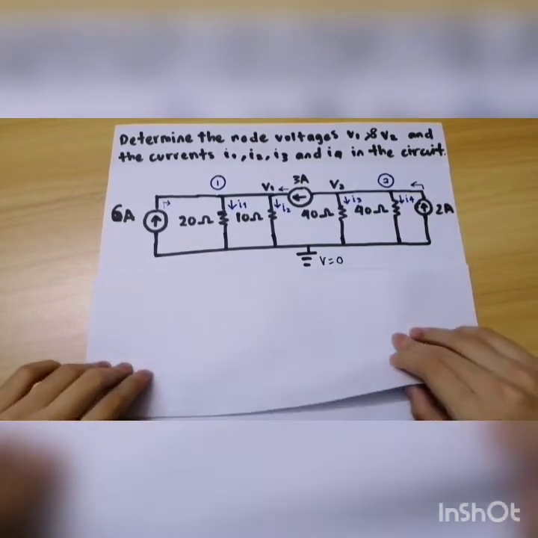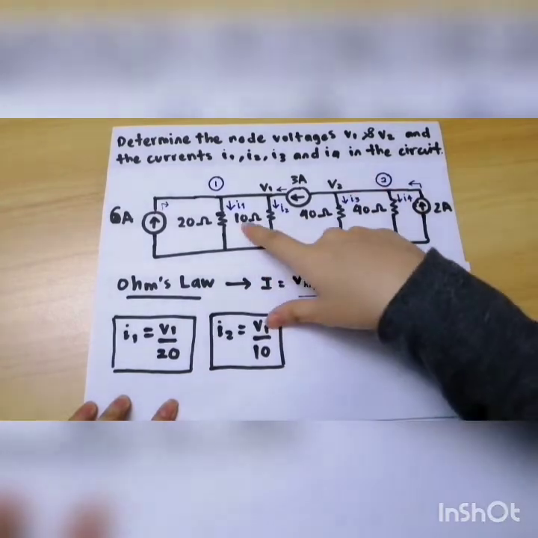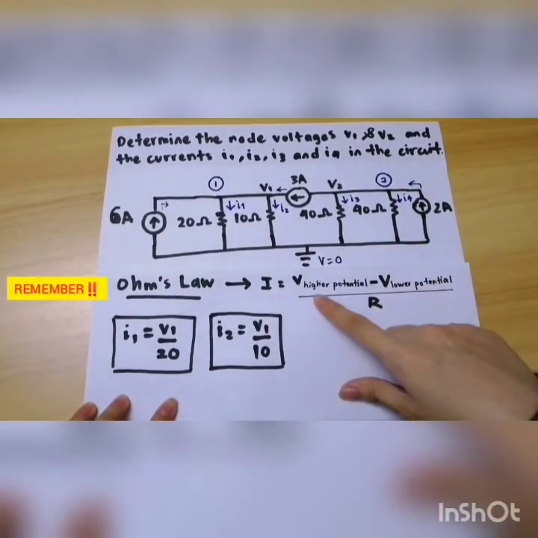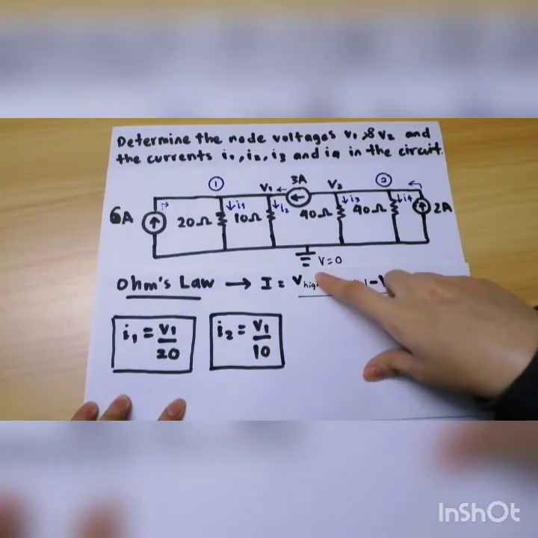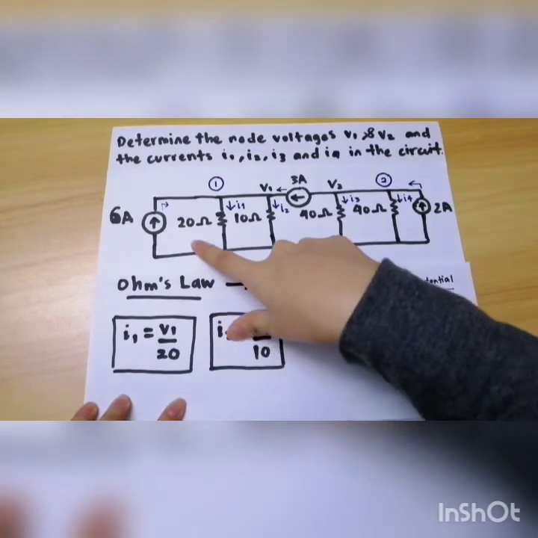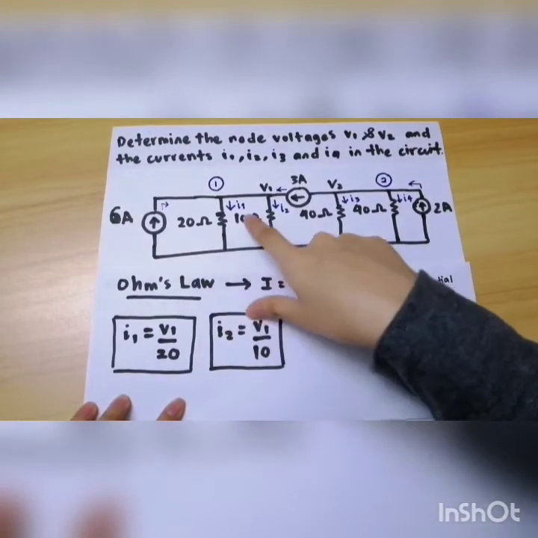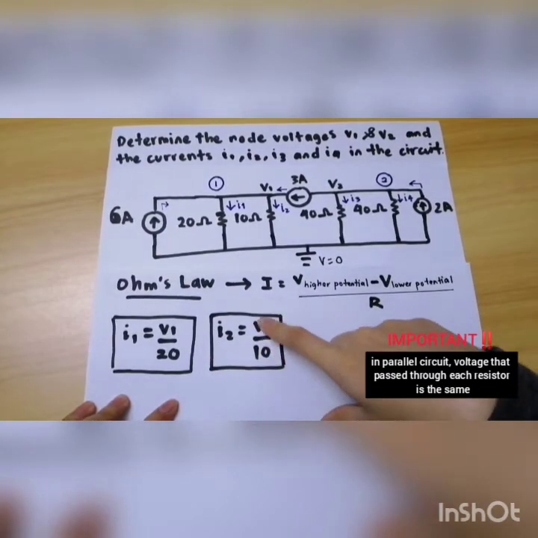So from Ohm's law, we can get the value of I1 and I2, since it states that the current flowing through the resistor is equal to the voltage at higher potential, which is V1, minus the voltage at low potential, which is the reference node, because the voltage value is 0, divided by the value of the resistor, which is 20 ohm for I1. And notice that I1 and I2 are parallel to each other, hence both of them are using the same voltage value, which is V1.